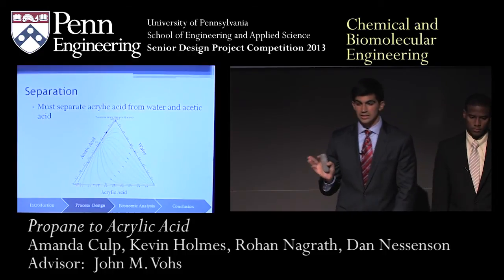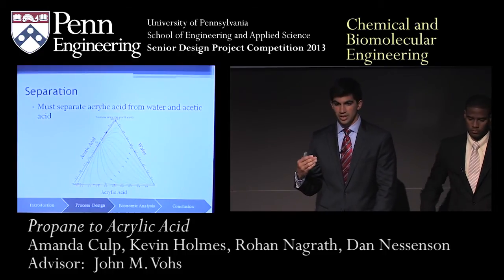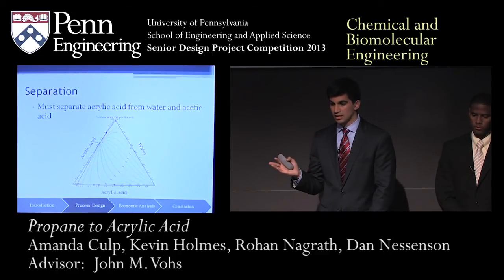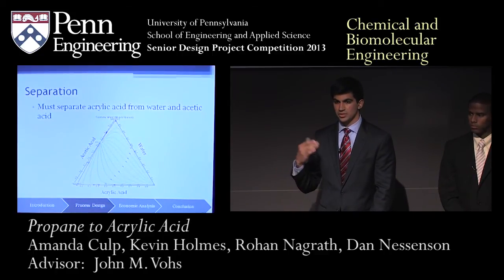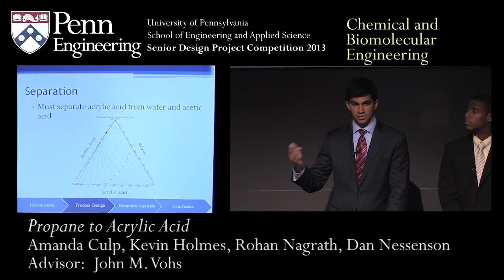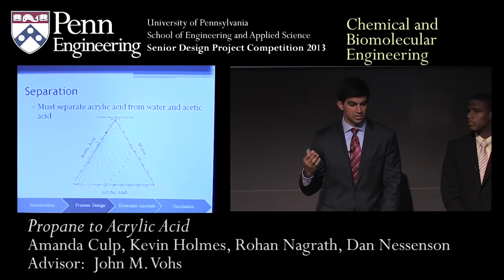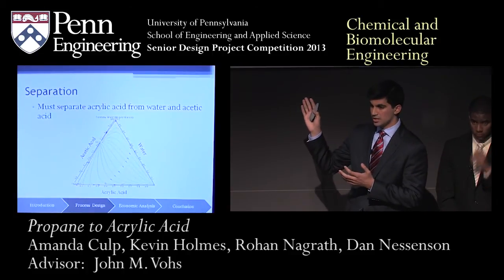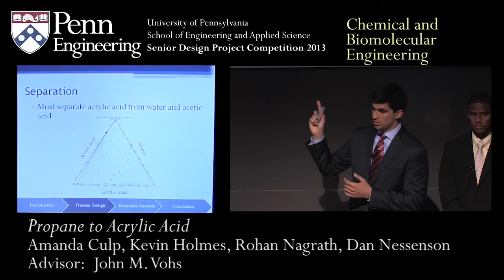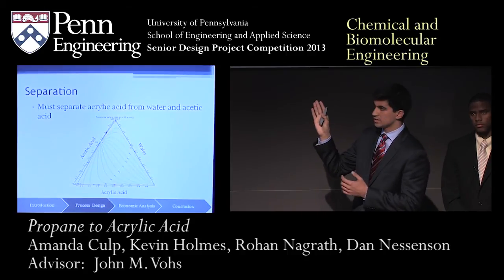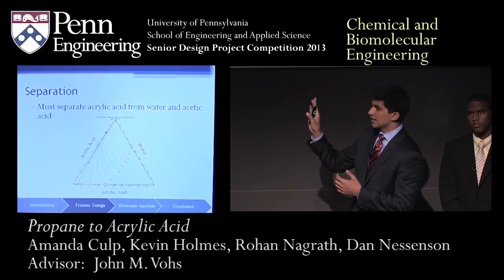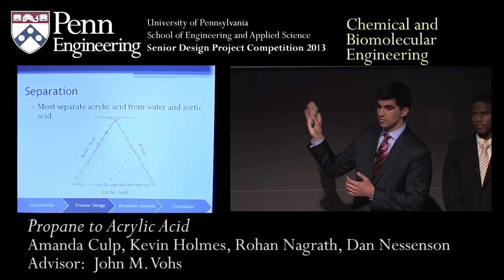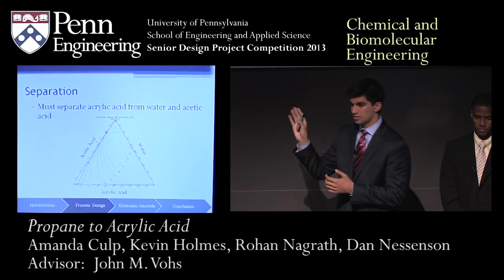So the next key design aspect for us was the separation. So a separation can be especially difficult if azeotropes exist. An azeotrope is a point of concentration that you can't distill through when you're trying to purify a mixture, and they occur due to interactions between the chemicals. So up here you can see a ternary diagram, and that shows the interactions between water, acetic acid, and acrylic acid. And the key takeaway from this is that in this mixture, which we have in our process, there are 3 azeotropes. That makes for a particularly difficult separation.